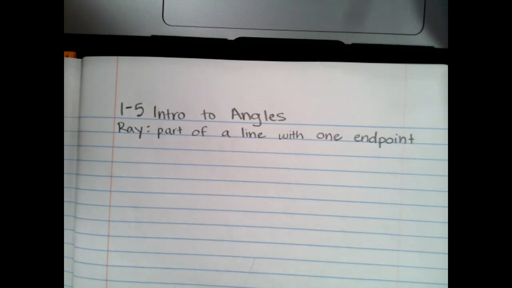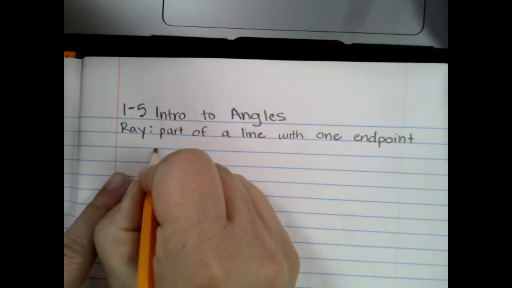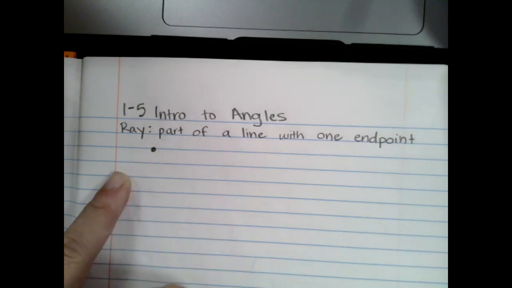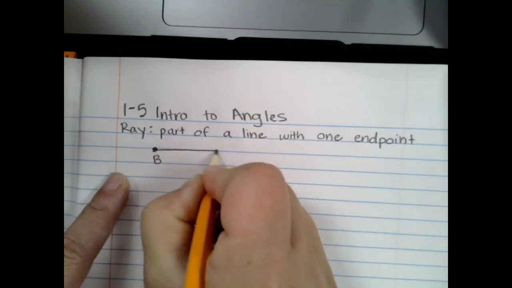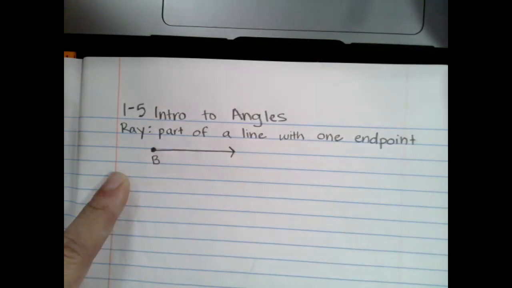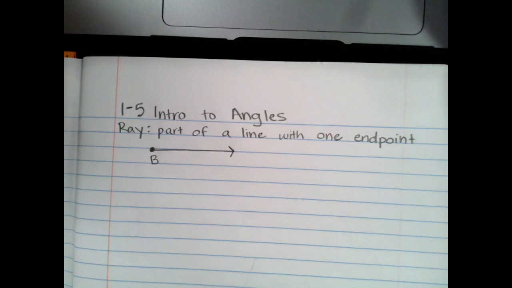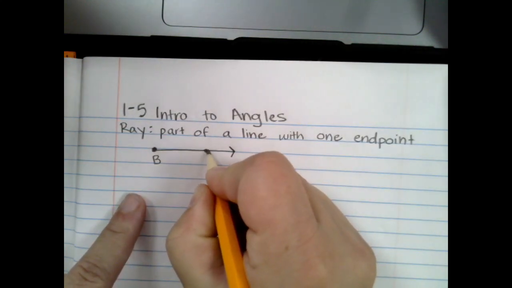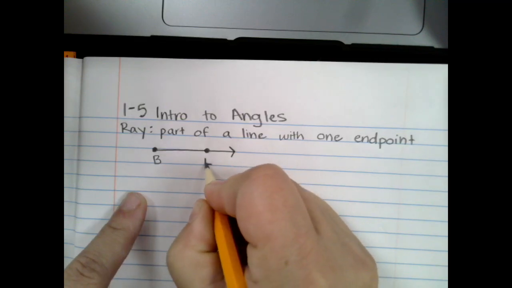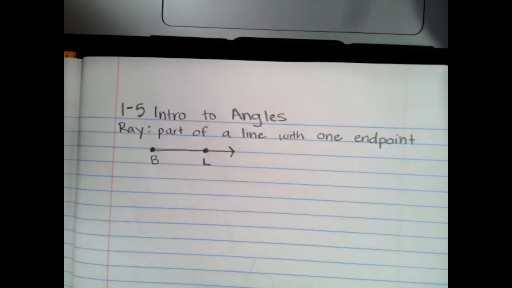A ray is part of a line with one end point. So if I draw that, I'm going to have one end point that it starts at, B. And then it keeps going in one direction. So instead of two arrows, it's just one arrow. It's not a segment, so it does have an arrow, it keeps going. We do need a point here to show what it's going through. So let's call that L. Okay, so that's a ray.